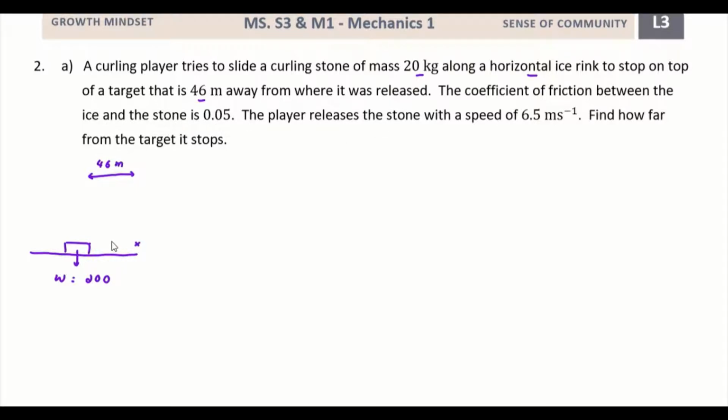So we know that there is friction involved here. Let's assume that the curling stone is released in this direction, so this is where the force is positive. That's why we have the friction opposing the direction of the motion. So we have this friction. The player releases the stone with a speed of 6.5 meters per second, so at this point u is equal to 6.5. Find how far from the target it stops. That's basically the question.